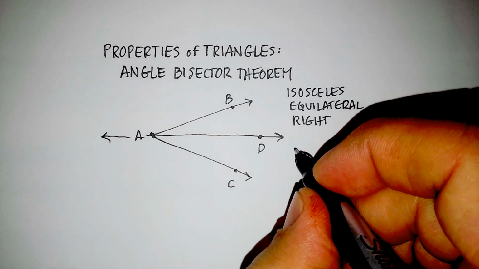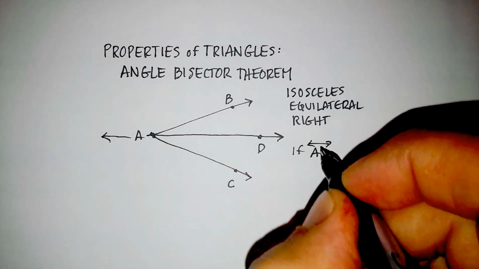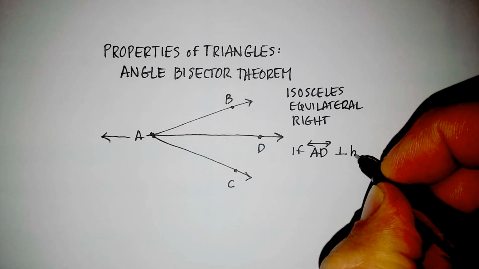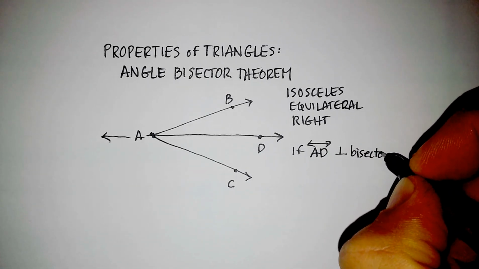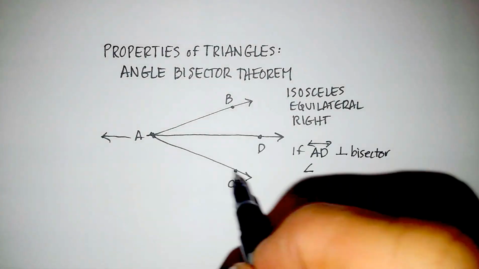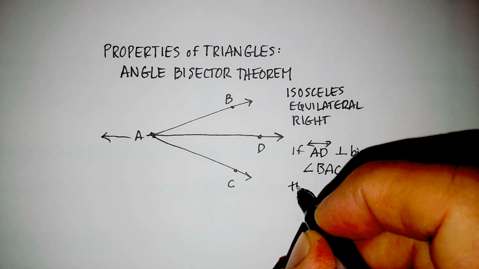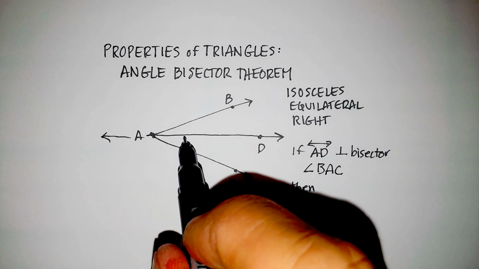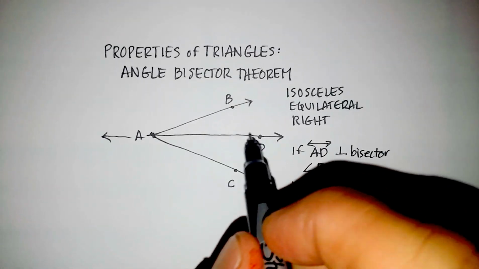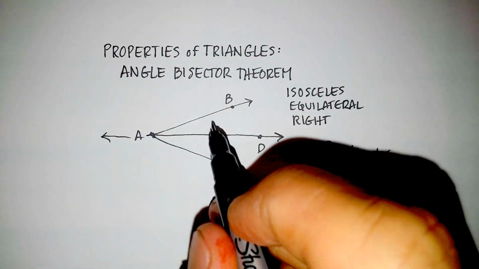So if line AD, and remember when you do line, you do this, if line AD is a perpendicular bisector to angle BAC, then any point on the bisector, right? So any point on this particular bisector is equally distant from the sides.